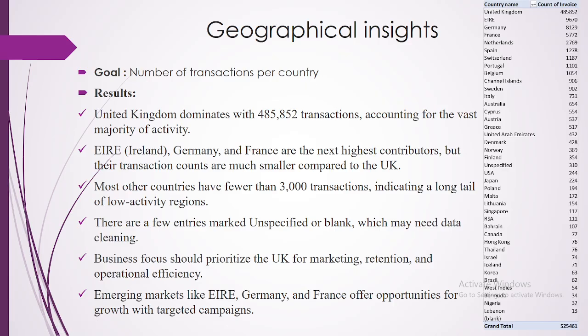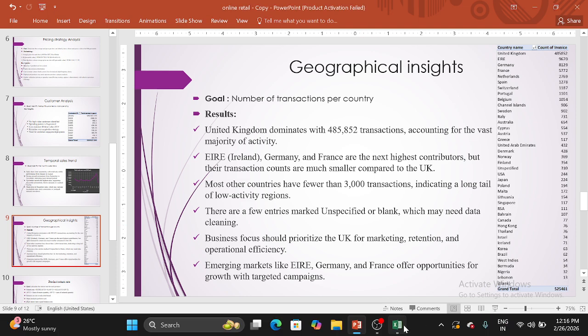So again I have used a pivot table. In the row I have taken the country, and in the value section I have taken the invoice. Now I don't want the sum of the invoice or the average of the invoice, but the count of invoices. I have done that, and it has given the geographical insight, the transactions per country. So here you can see how I have exactly done it.